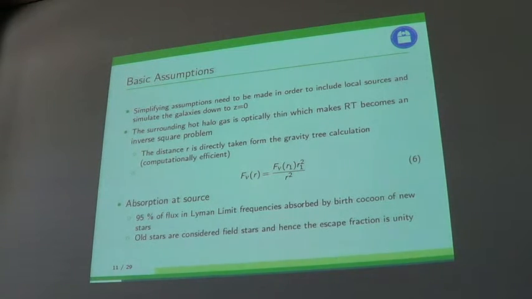And we also have to take care of the absorption, of course. For that we do it very simply. We assume that 95% of the Lyman limit frequencies is absorbed in the birth cocoon for young stars, but the soft X-rays do not see any absorption. Old stars are considered as field stars, and the escape fraction is unity. But I'll show you that in simulations the old stars do not matter.